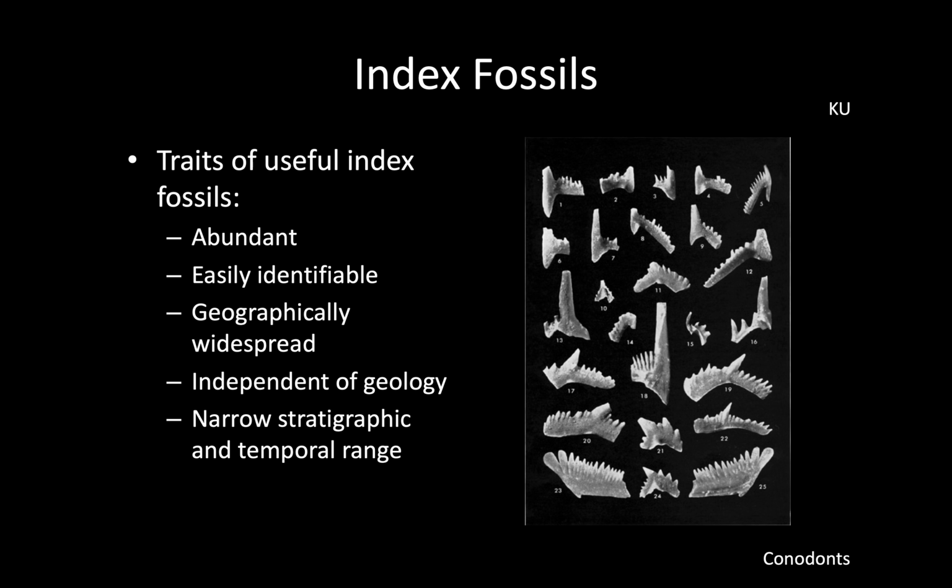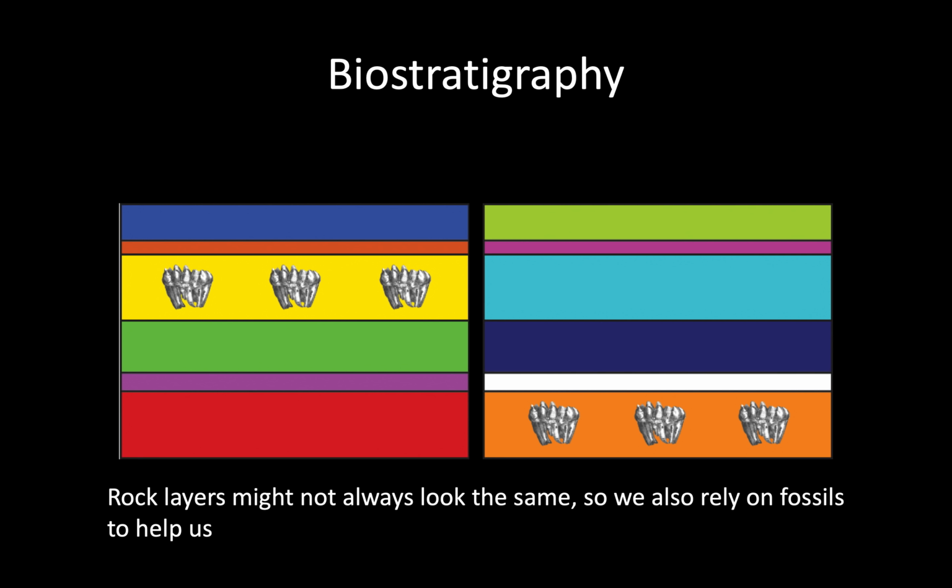And then finally, they need to have a narrow stratigraphic and temporal range. What that means in normal person words is that they needed to have lived for a very short time. Imagine with me if you found a fossil that lived for 100 million years. Anytime you found that fossil, you'd only be able to say it's within 100 million years. That's not very useful. We want to get smaller than that. So say we found a fossil that only lived for about 10,000 years. That's pretty darn good. 10,000 years is a pretty short amount of time geologically.